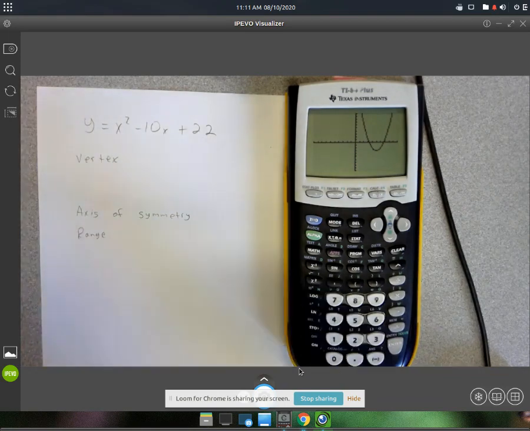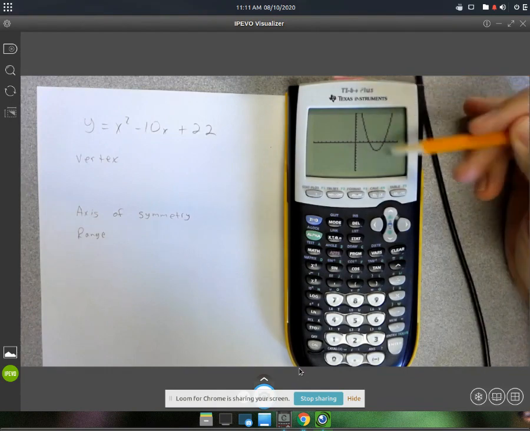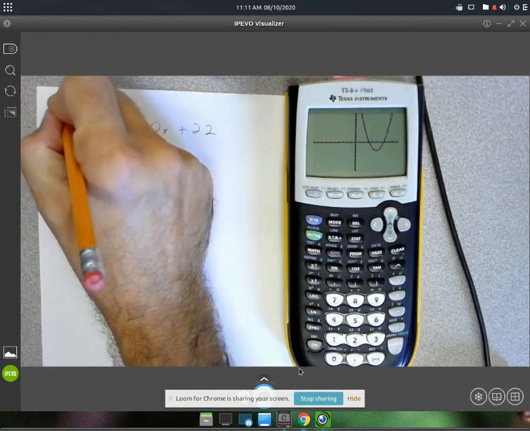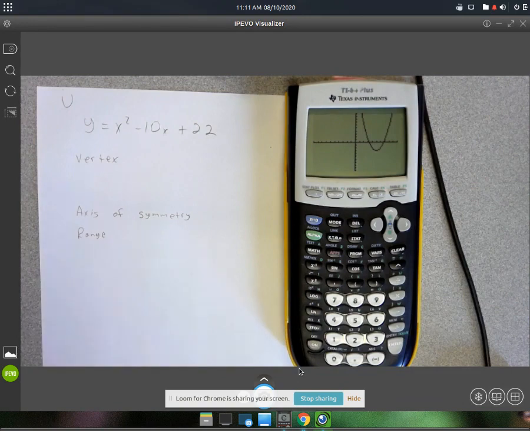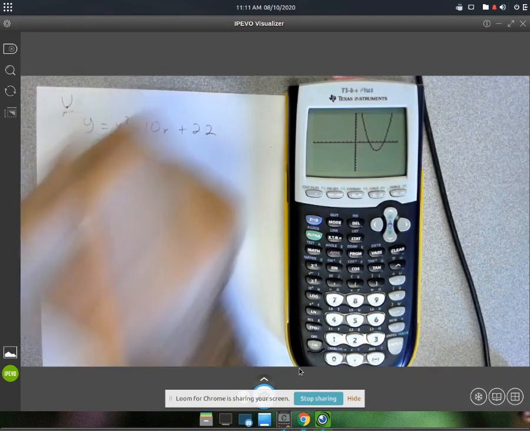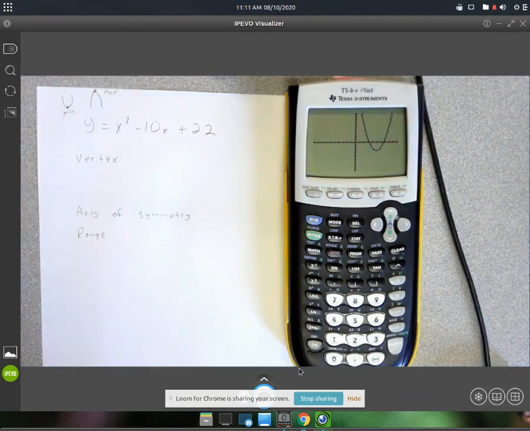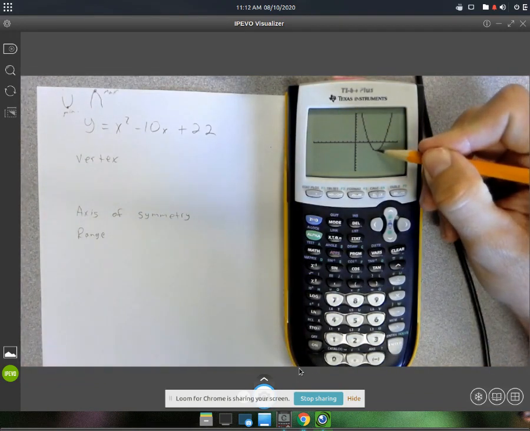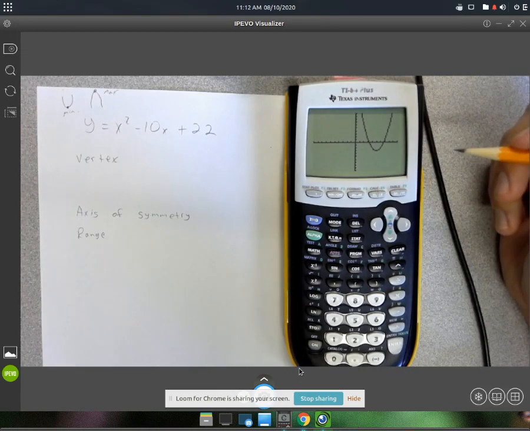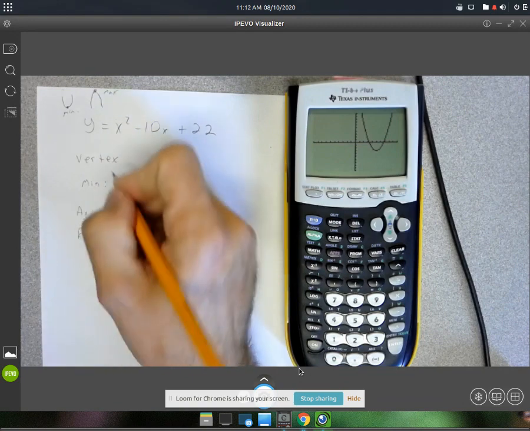So first off, can you tell, I'm sure you can, whether this thing is opening up or down? Sure hope you can. The parabola looks like it's doing this little number. Because it's doing this, we say that it is opening up, all right? And if it's opening up, it's going to have a minimum. If it were opening down, we would say that it has a maximum, of course. So the vertex is this little spot right here. And because it is a minimum, we're going to call it a minimum. So we're looking for the minimum of our graph.